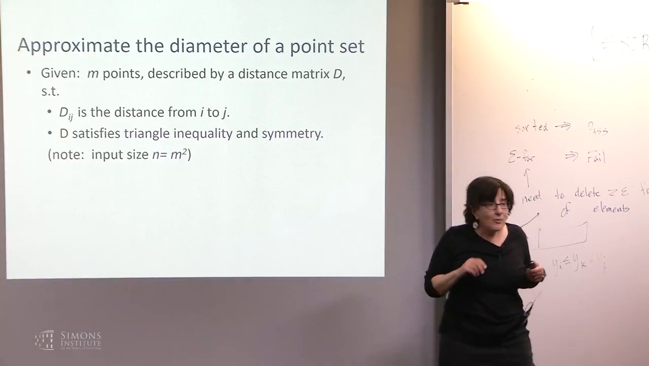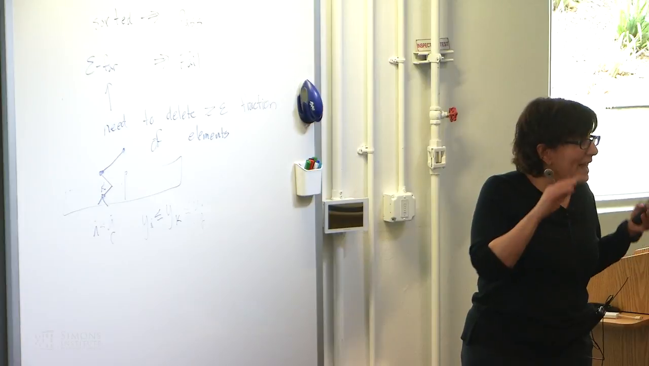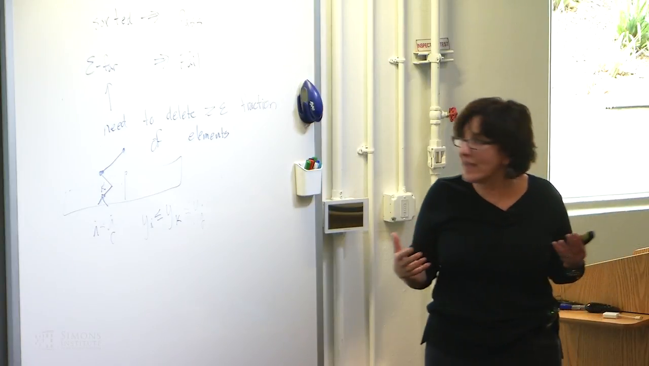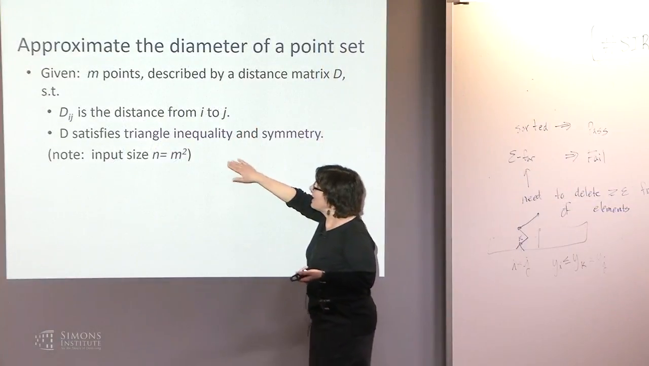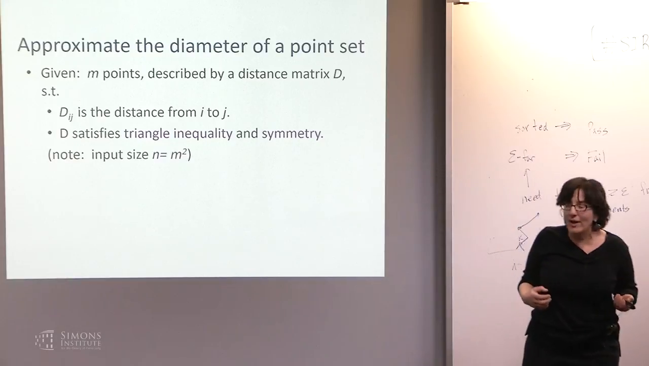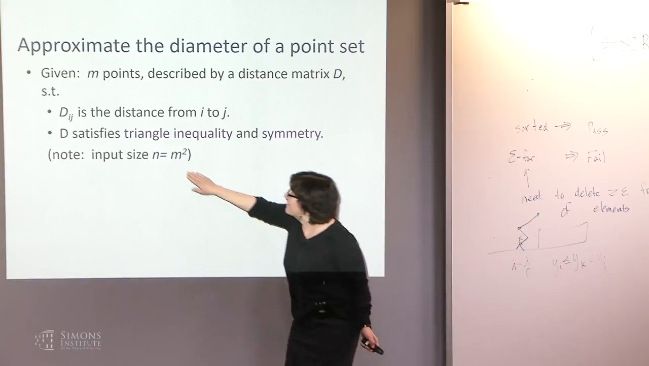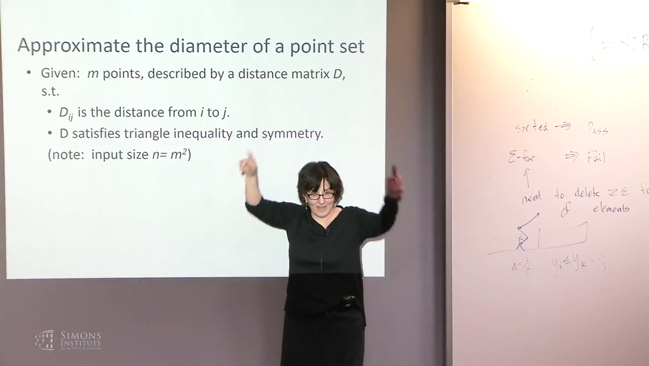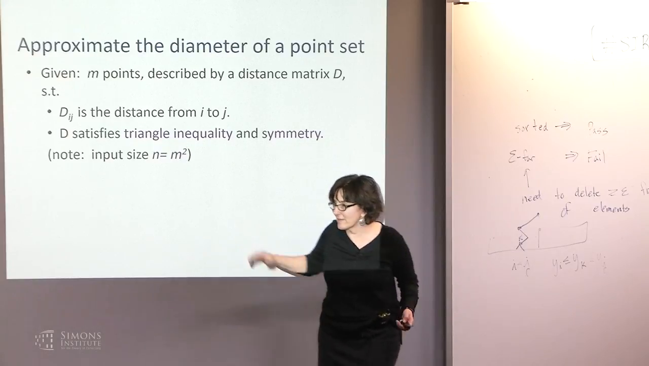So here, we're going to give you a matrix of distances between m points. So it's an m by m matrix. So our input size is m squared. Okay, and d_ij is the distance from i to j. We're going to assume that this distance matrix satisfies triangle inequality and is symmetric. But notice the input size is the number of points squared. It's kind of an arbitrary symmetric triangle inequality distance matrix.